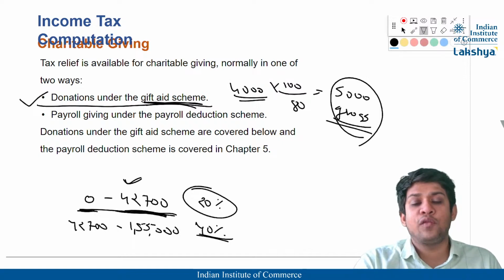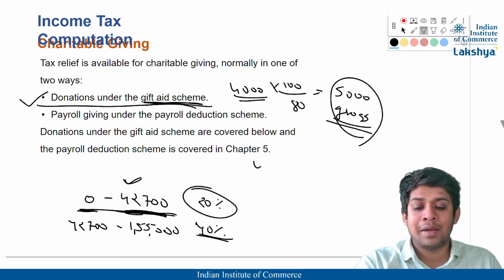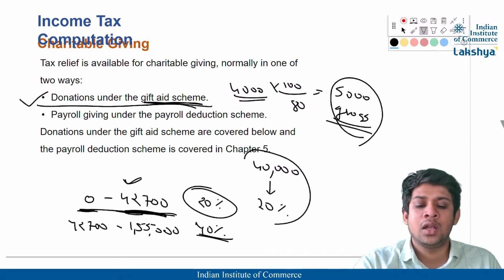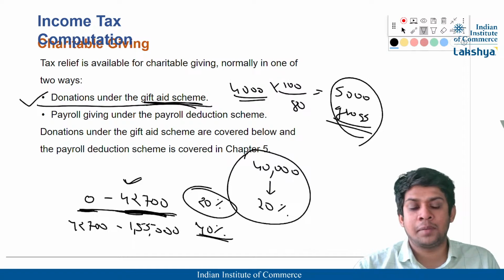See, it is below 42,700, correct? My income is 40,000. It is below 42,700. So till 42,700, I will only be charged 20% tax directly. There will be no 40%.